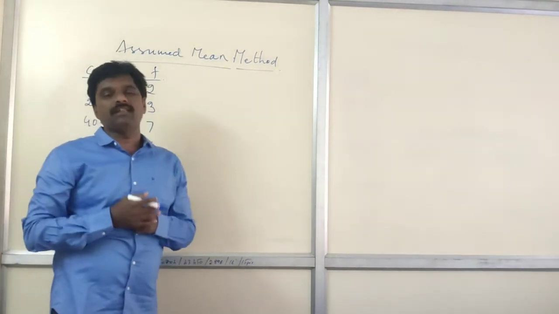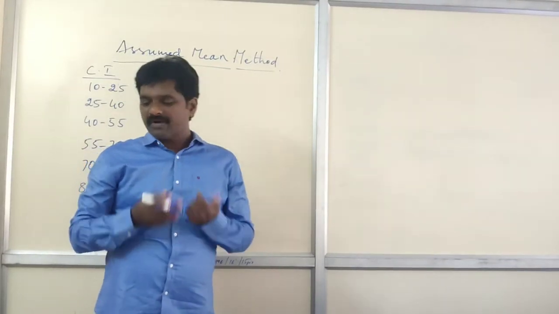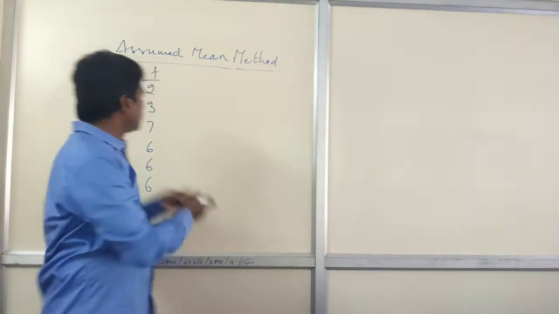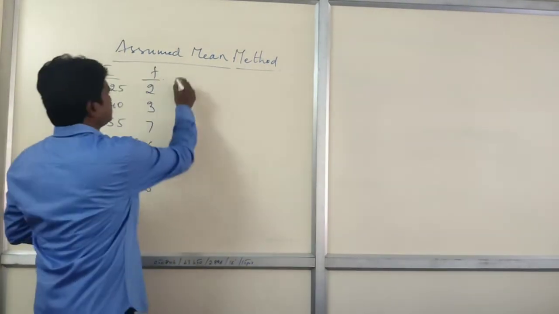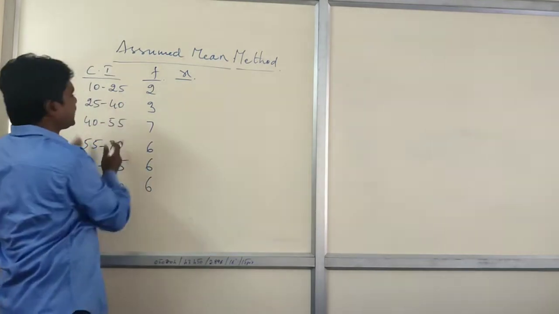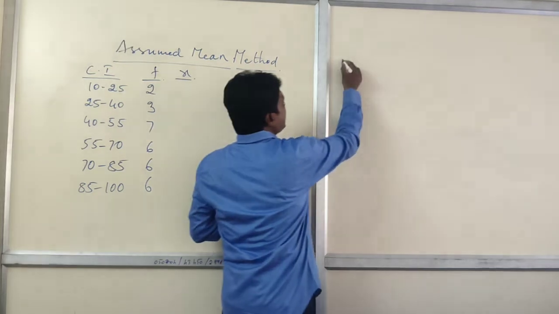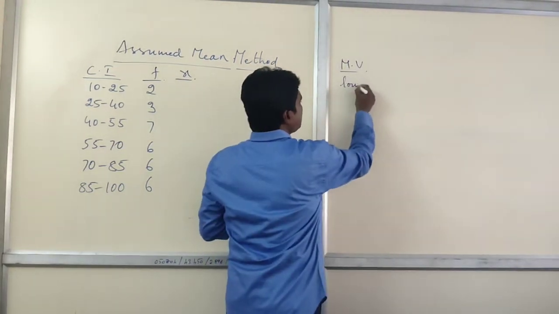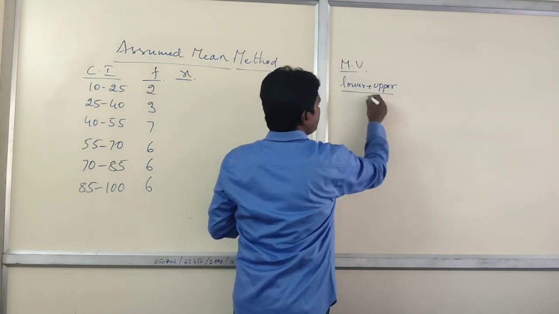This is data which is very large in number with a class interval of 15. As usual, as we have seen in the previous class, first we have to calculate the mid values for the given class intervals, which is x. Already we have seen how to calculate the mid value: lower limit plus upper limit of the class divided by 2.